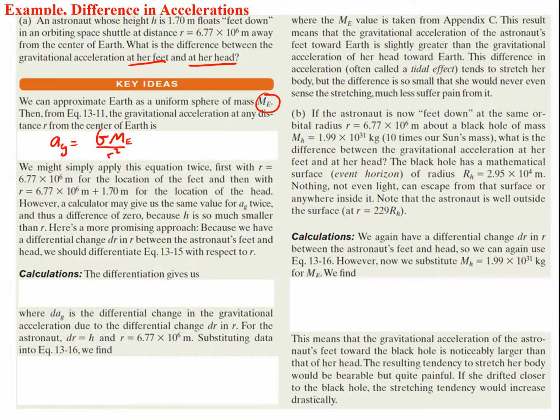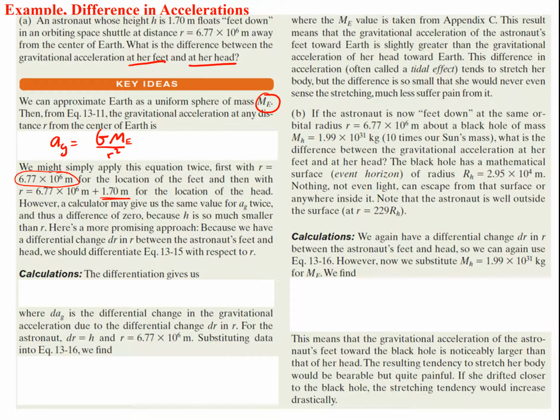Now, we might simply apply this equation twice. We could look at the equation with r equal to this distance away from the center of the Earth, which is where her feet would be, and then with r plus the length of the person for the location of the head. However, a calculator may give us the same value for the acceleration due to gravity, so the difference is 0, because you can't really tell, since there are so many significant figures before it.